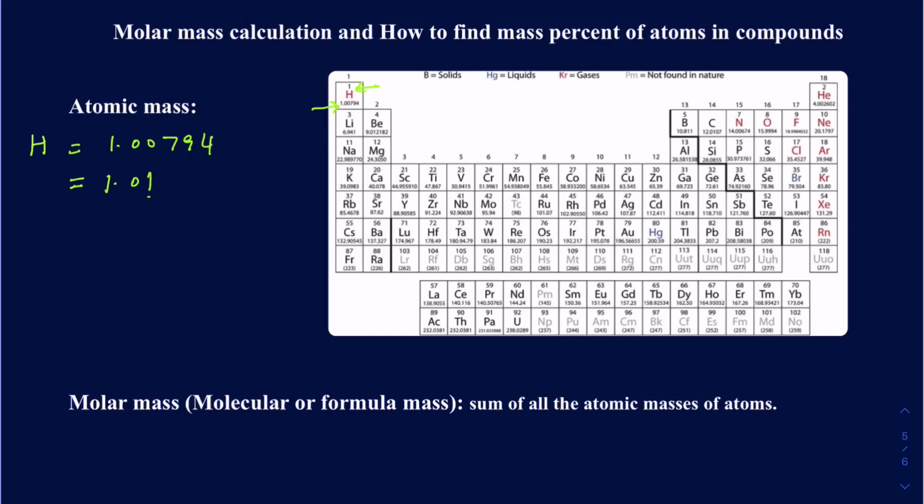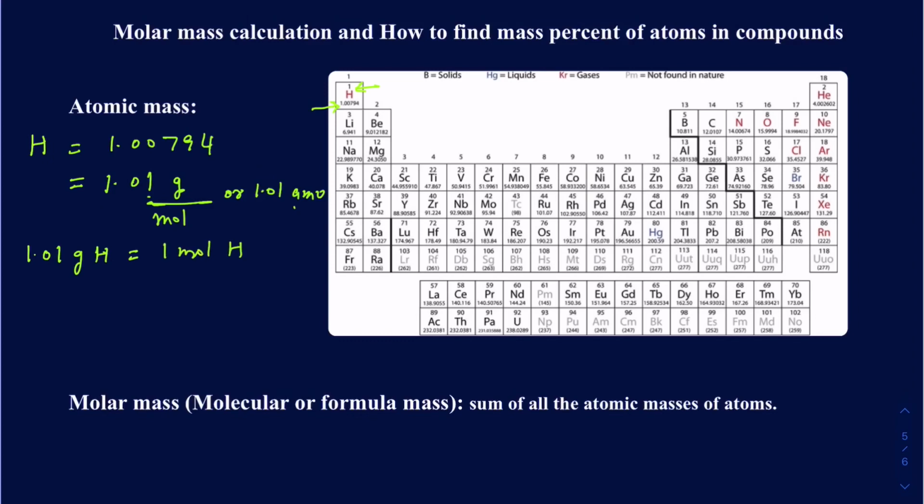Now, what's going to be the unit? The most common unit for the atomic mass or even the molar mass is going to be grams divided by moles. Or you may see 1.01 AMU. AMU means atomic mass unit, but it's not very likely used. Grams over moles is what's going to be used a lot. What that really means is that 1.01 grams of hydrogen is equal to 1 mole of hydrogen.